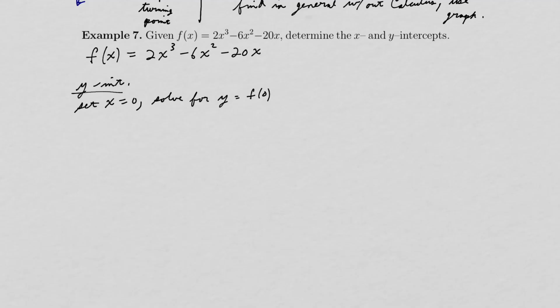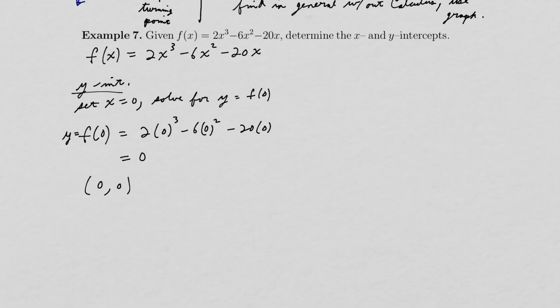Actually in this case, this is easy. If I evaluate f of 0, that's what we're calling y, it's just going to be 2 times 0 cubed minus 6 times 0 squared minus 20 times 0. That's just 0. So basically, the origin (0, 0) is going to be my y-intercept. All right, so that's the y-intercept.